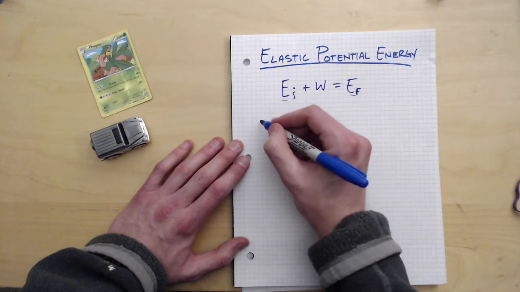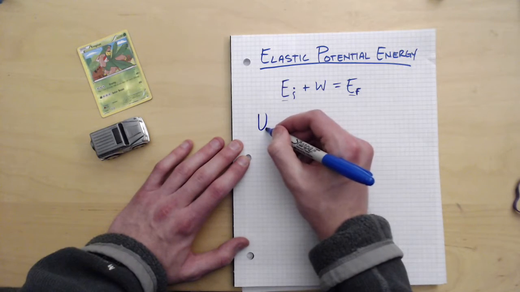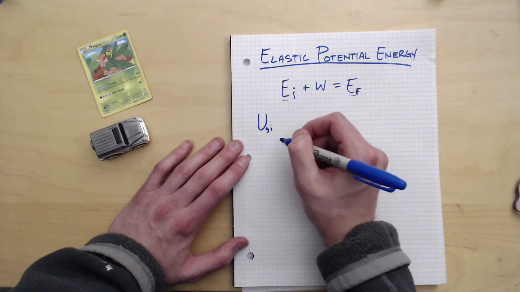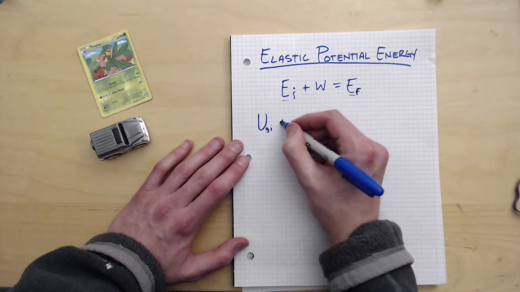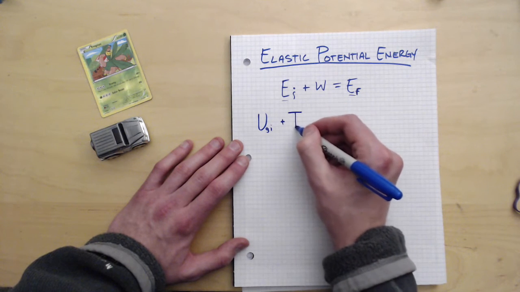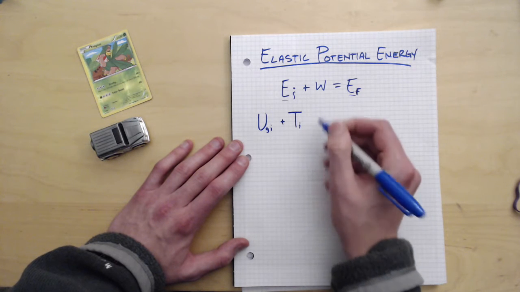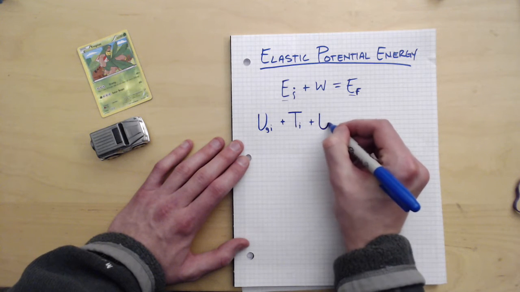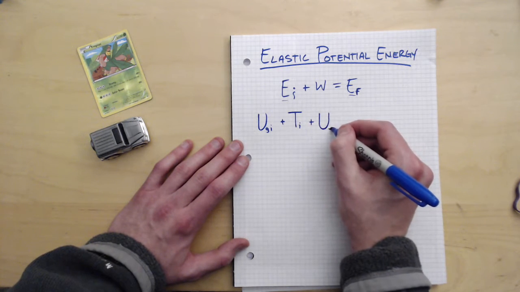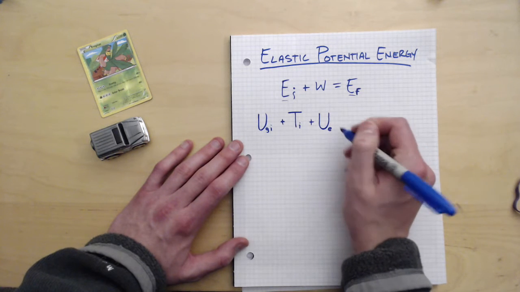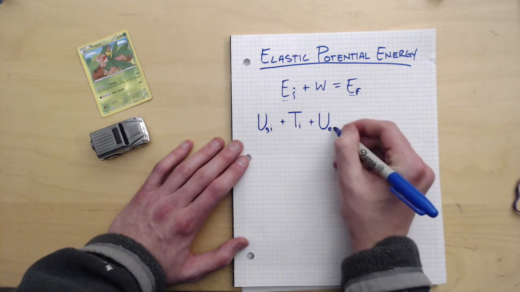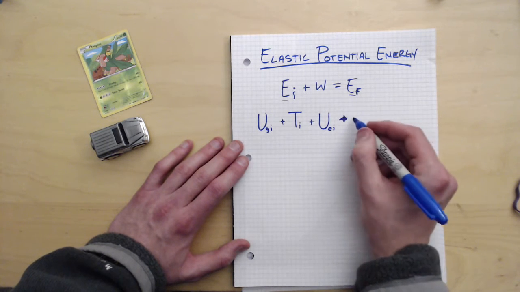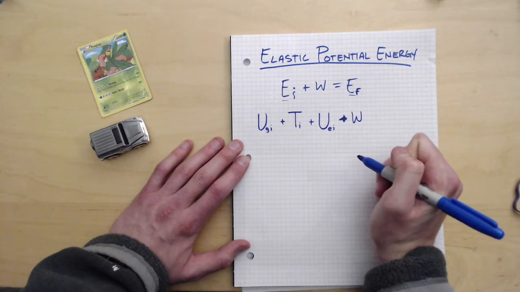So that's going to look like our U, I'm going to call this U sub G for gravitational potential energy initial, plus, remember we had kinetic energy initial, plus, now this is where we're going to add our new term. We're also going to call it U because it's a form of potential energy, but it's elastic potential energy. So I denoted that with a little E. Okay, and that's going to be initial. And we have plus the work done by our external forces.